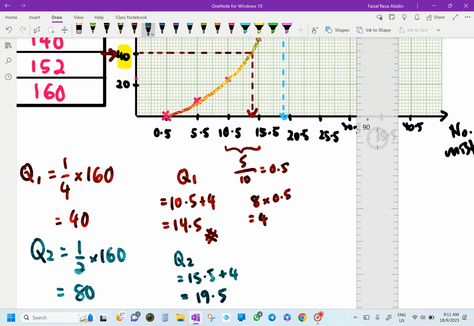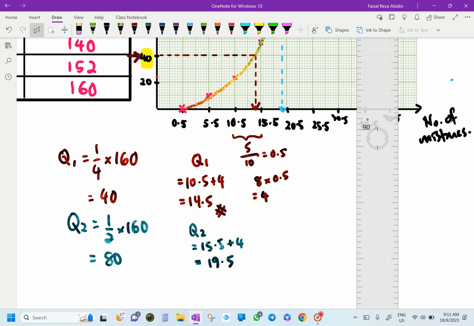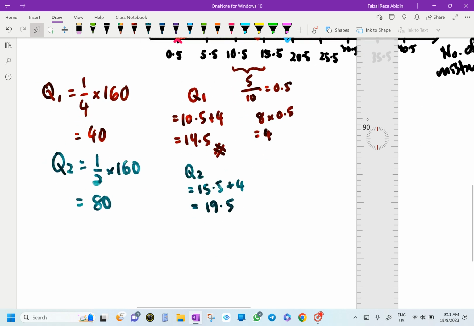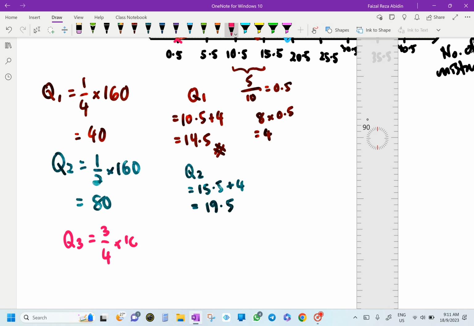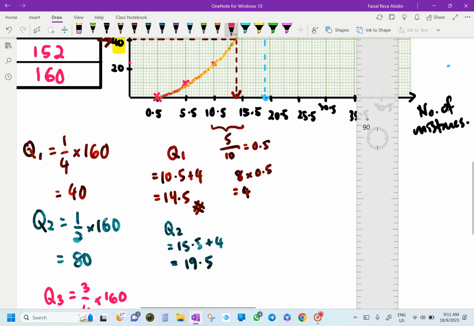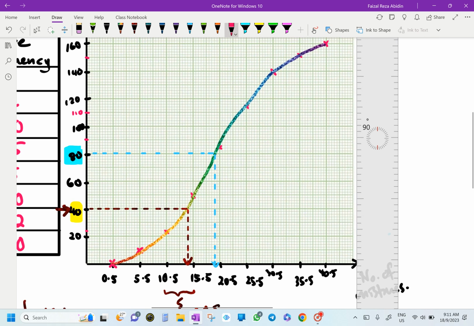Okay, next. Q3, isn't it? Number 3, third quartile, right? Yeah, 3 over 4. Q3, you are going to get 3 out of 4 from 160. So 160 divided by 4, I'm going to get 40. 40 times by 3 is 120. So just look for 120 there.